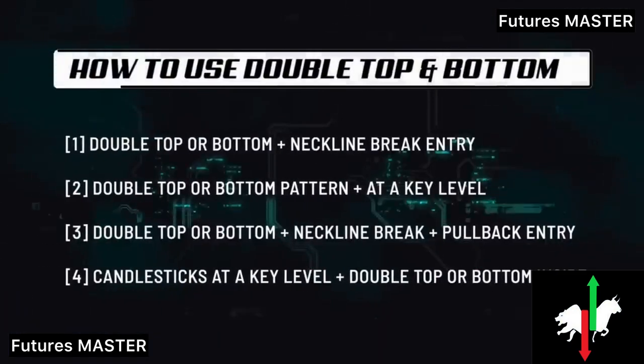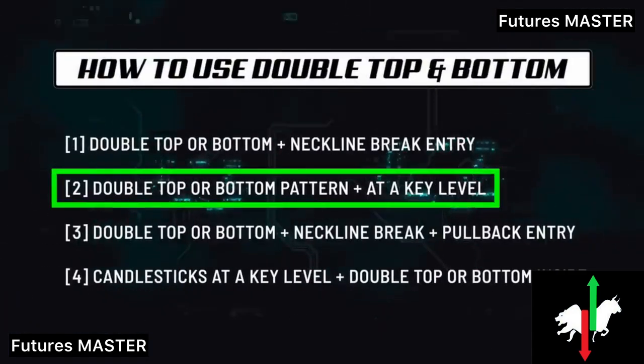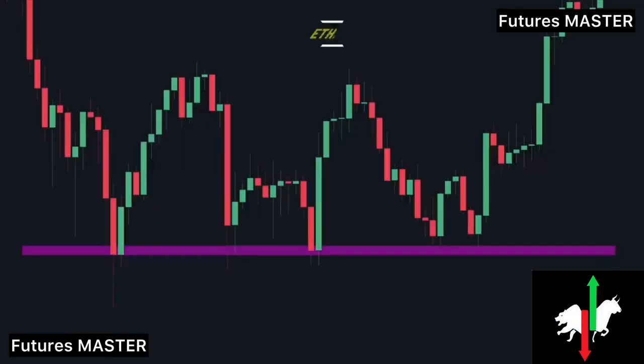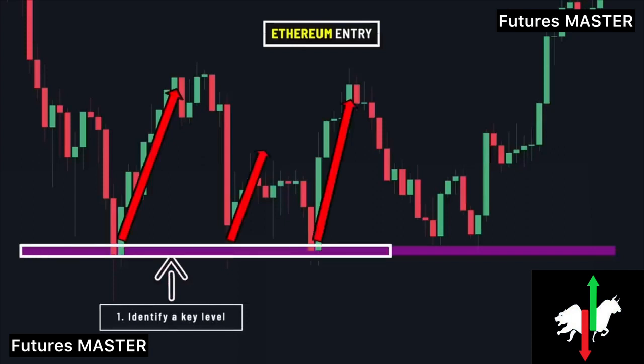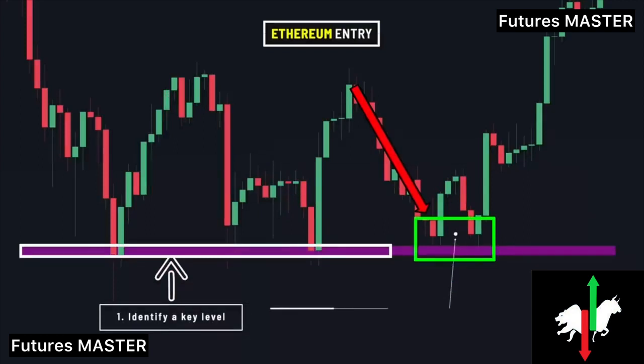So moving on to the second variation. A double top or double bottom pattern forming at a key level. Now this is an entry that occurred on Ethereum and one that many of our members took. So you first need to identify a key level, which you have through these 3 reversal points. As price comes back down, it creates a double bottom pattern at the support level.